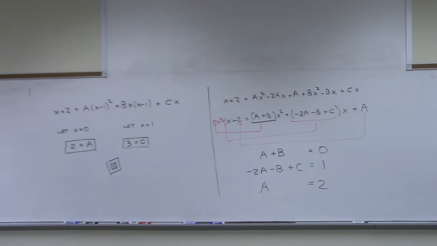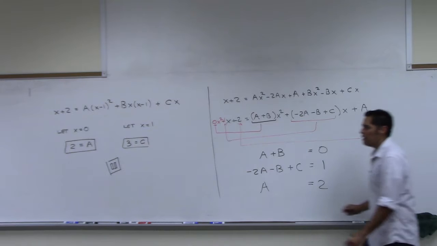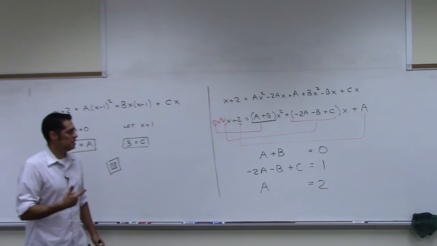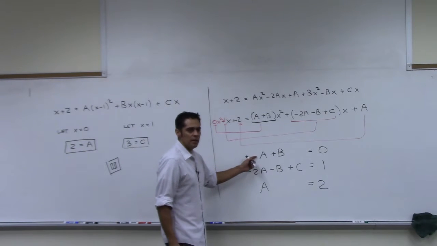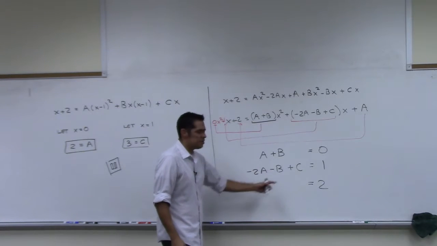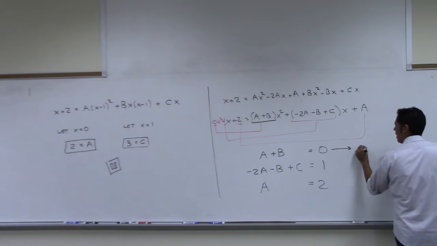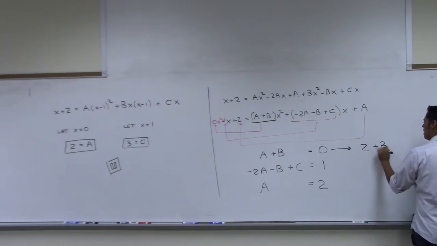And do you see, what was the one thing we didn't have? We didn't have b. Do you see where we can get b? Yes. B comes from right here. I know what a is, right? A is 2. So if I use this equation right here, I know a is 2, b must be negative 2.